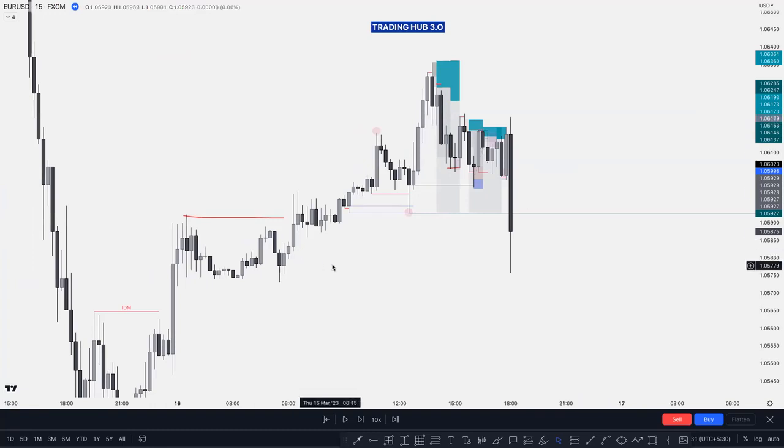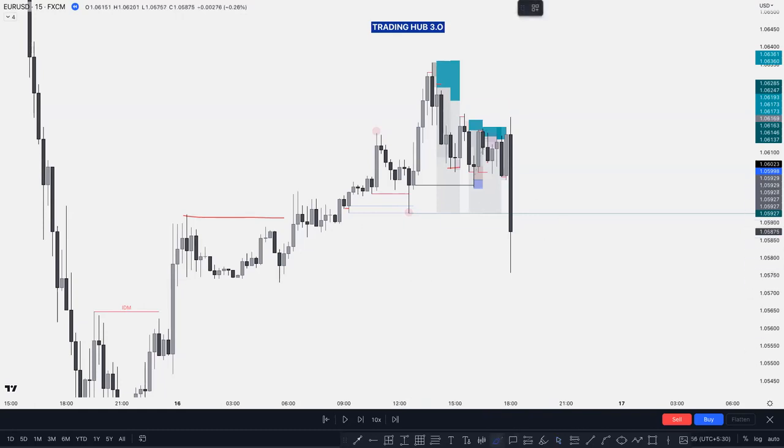Look at this one. First thing you have to understand here: this is an inducement, and after taking out the inducement, you have to identify where is our unmitigated order block, right? So after taking out the inducement, you have to check where is our unmitigated order block, where we can take entry for the buy and sell, right?